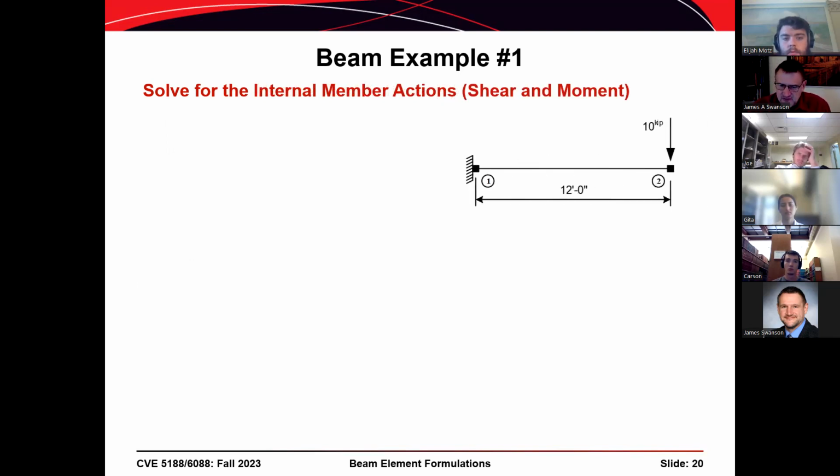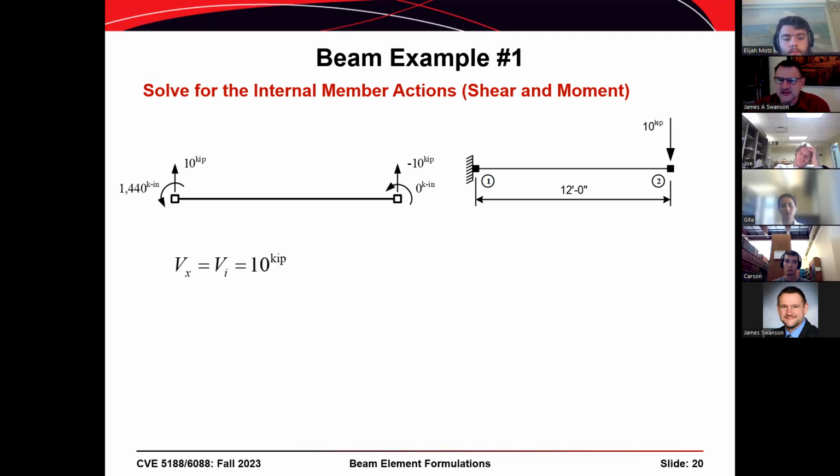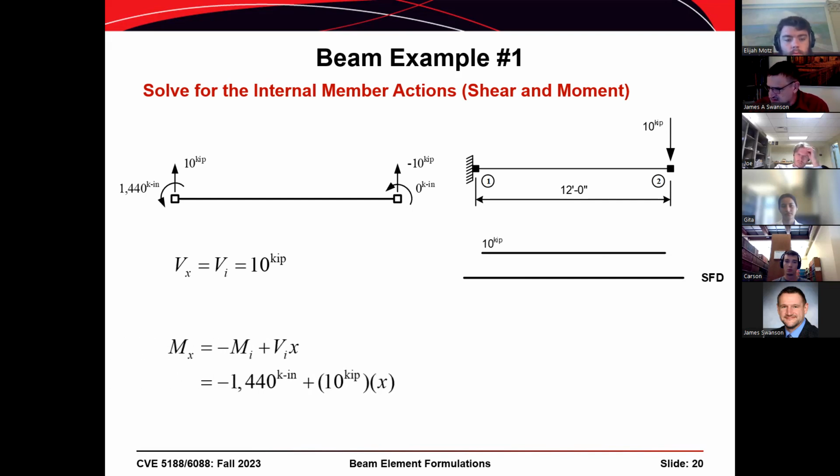All right, so what we want to do is solve for our internal member forces, our shear forces and bending moments. So if we take a look at our element with the end actions that are on it, we have 10 kips at the left, we have minus 10 kips at the right, 1,440 kip inches at the left. Then what we can do is say that V at any location X along the member is equal to 10 kips, and that gives us our shear force diagram. We can go a step further and say that the bending moment at any location X is equal to minus M sub I, minus 1,440 kip inches, plus the shear force at the left end times X. And so we end up with a bending moment diagram that looks like that.